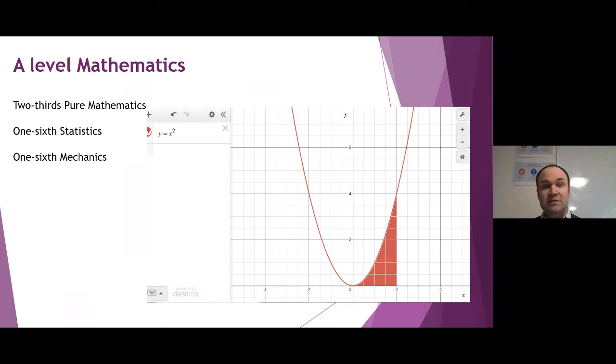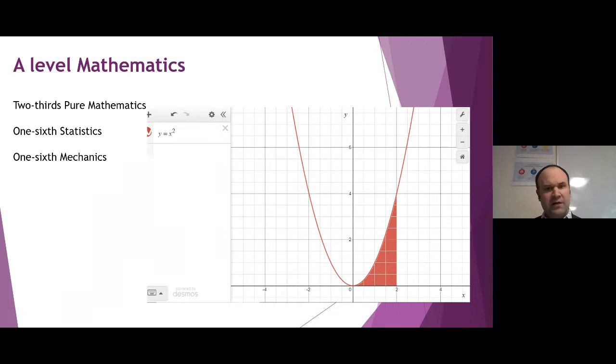Now, in terms of what pure maths looks like in A-Level, a big part of it is calculus, differentiation, integration. So you should be familiar from GCSE with how to find the gradient of a straight line. It should be quite straightforward. You look at the difference in the y values and divide by the difference in the x values, and then you've got your gradient. But if I was to apply that to something like y equals x squared, so a curve, then you can see that the gradient is changing all the way along.